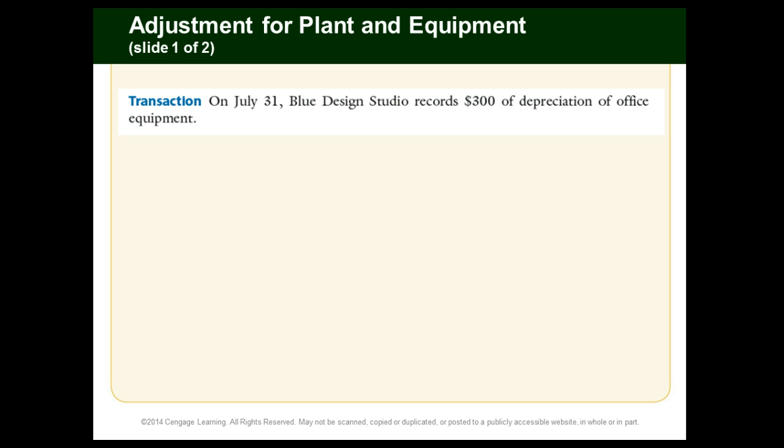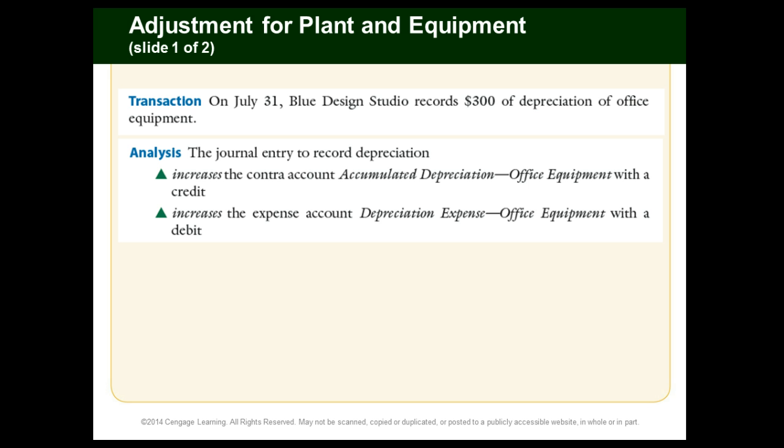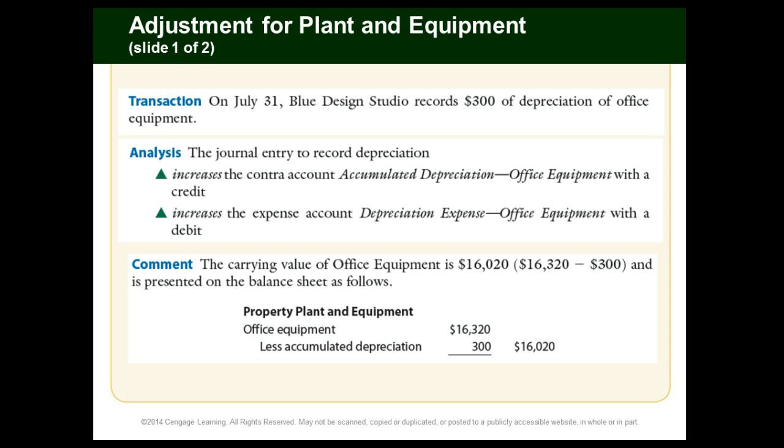So here's an example. On July 31st, Blue Design Studio records $300 of depreciation of office equipment. So it purchased some office equipment and it's going to have a useful life of maybe 5 or 7 years. So Blue Design wants to allocate a portion of that office equipment as an expense in the current period. So what we'll do is we're going to want to increase our expense account and we're going to want to increase what we call the contra account, which we would call accumulated depreciation.